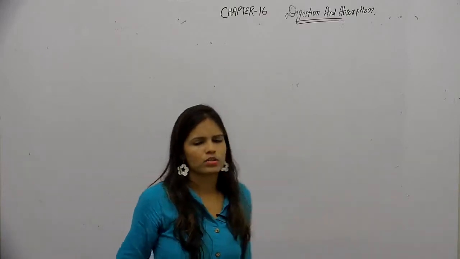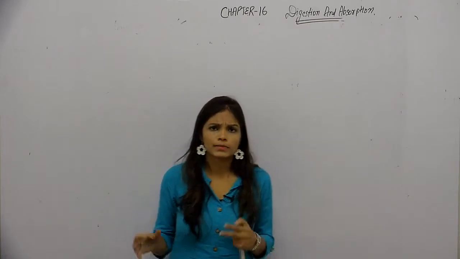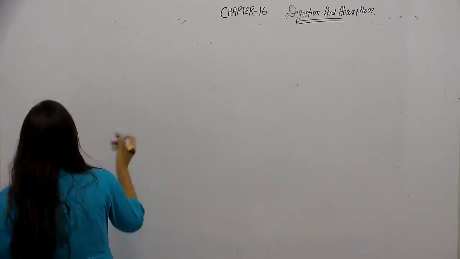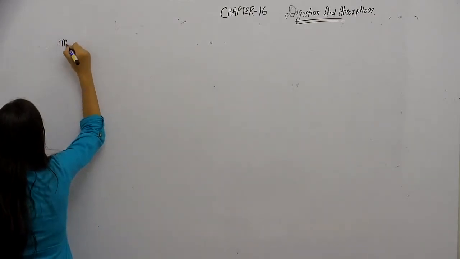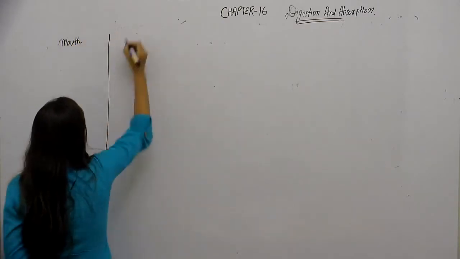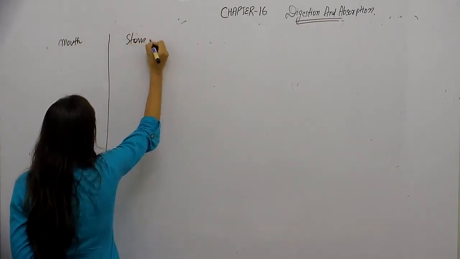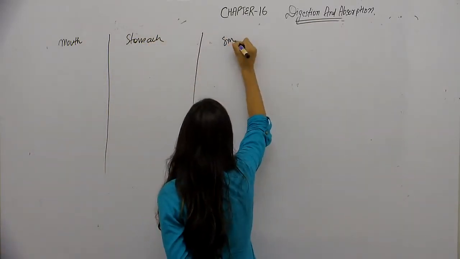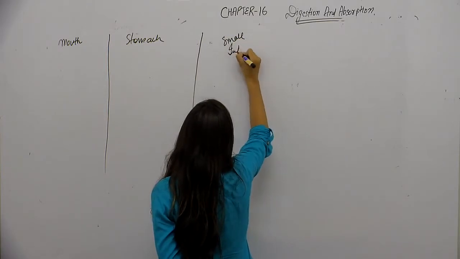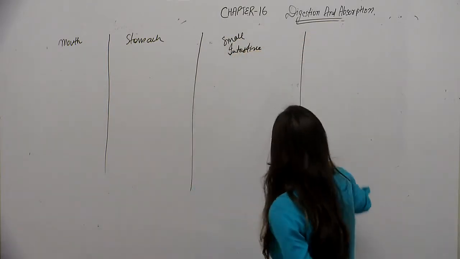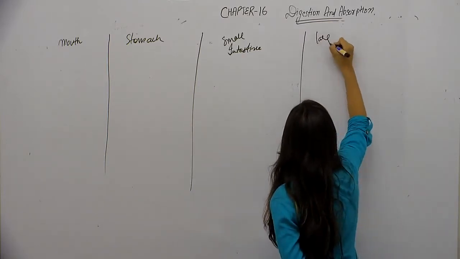Now let's see where in the parts of our body digestion occurs. Let's see this table. This is the mouth, stomach, small intestine, and then comes the large intestine.